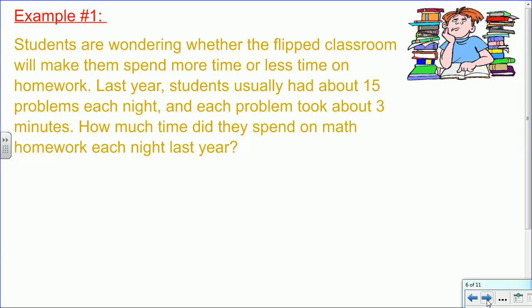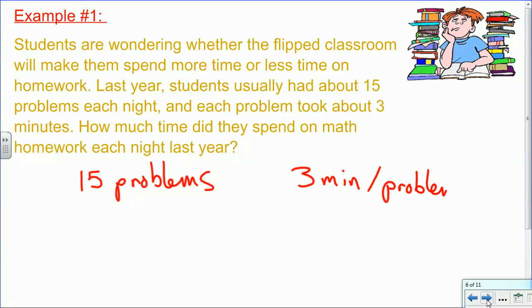Alright, so if we're going to solve this problem, hopefully you notice that we have 15 problems each night and 3 minutes for each problem. So we need to include some notes. On my page, I would probably write something like 15 problems. And then I would also write 3 minutes per problem. These are some notes that you can write down that will help you know what we're trying to do and what we're trying to solve. And we'll maybe say total time and wonder about it, because that's what our question is.